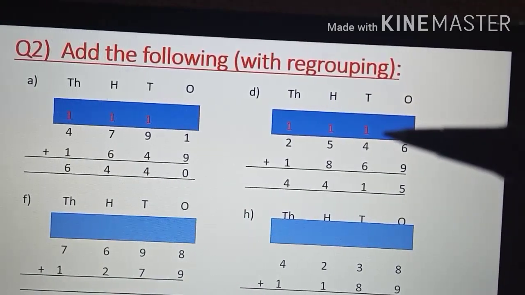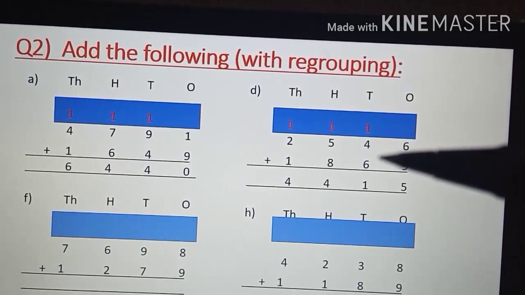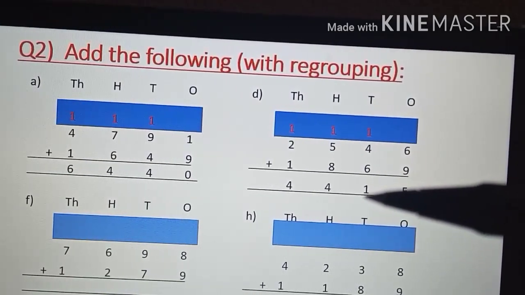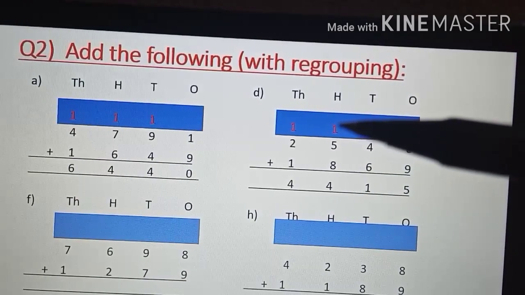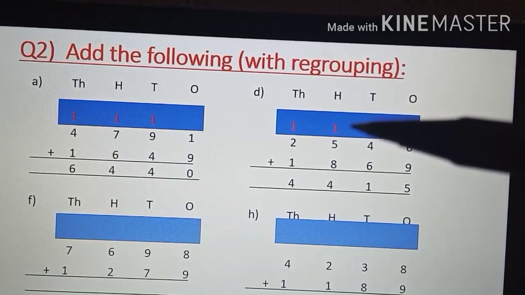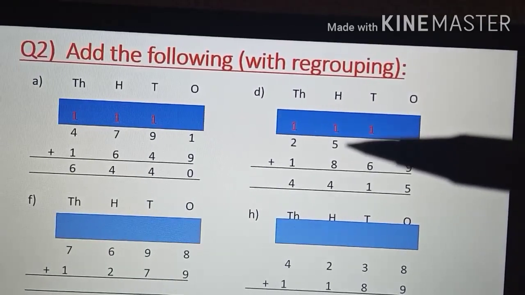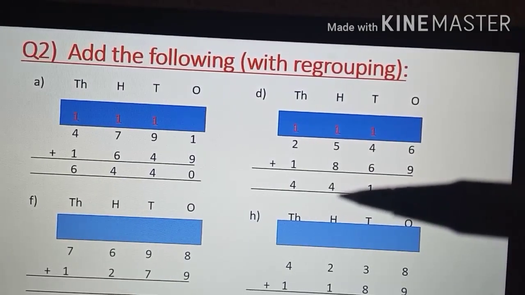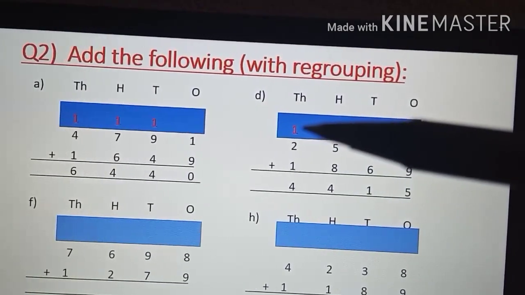Now you add 1 plus 4 plus 6. So we are getting 11. You write here 1 and this one you carry over under the hundreds column. Now under the hundreds column, children, again you add 1 plus 5 plus 8. What we are getting? 14. Yes. So write here 4 and 1 carry over here.